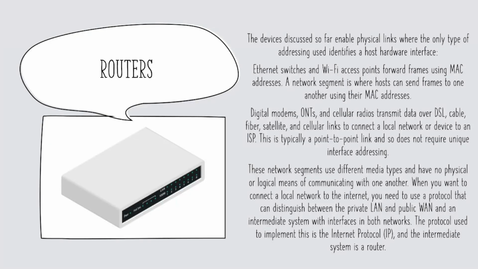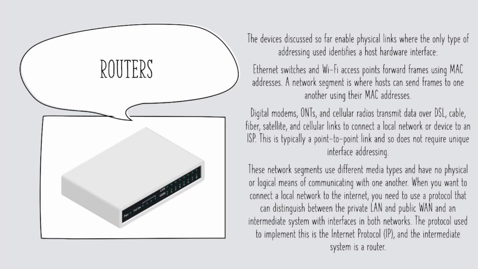Routers. The devices discussed so far enable physical links where the only type of addressing used identifies a host hardware interface. Ethernet switches and Wi-Fi access points forward frames using MAC addresses. A network segment is where hosts can send frames to one another using their MAC addresses.